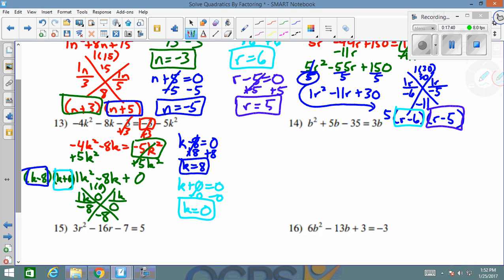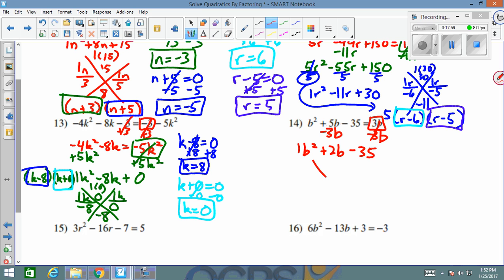Alright, we're almost done. Okay, so here we're going to take 3b. Since it's 5b, we're going to subtract it. And since it's b, we're going to combine it with the 5b here. So we get b squared plus 2b minus 35.